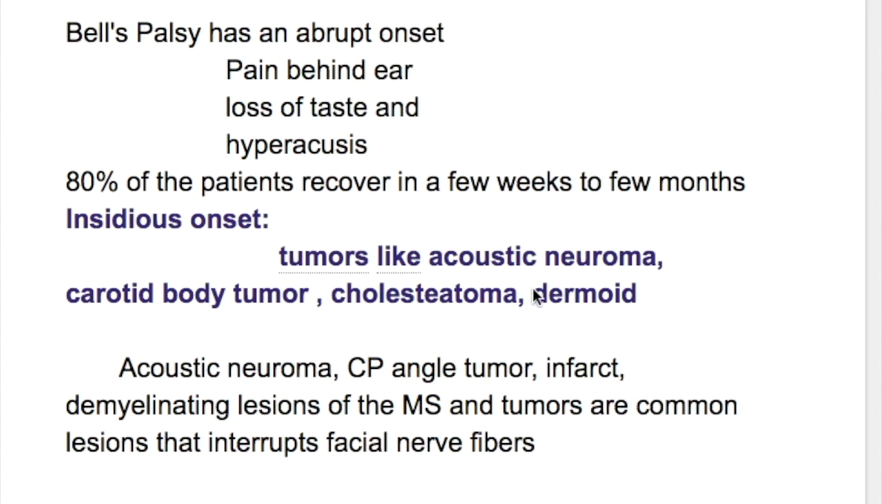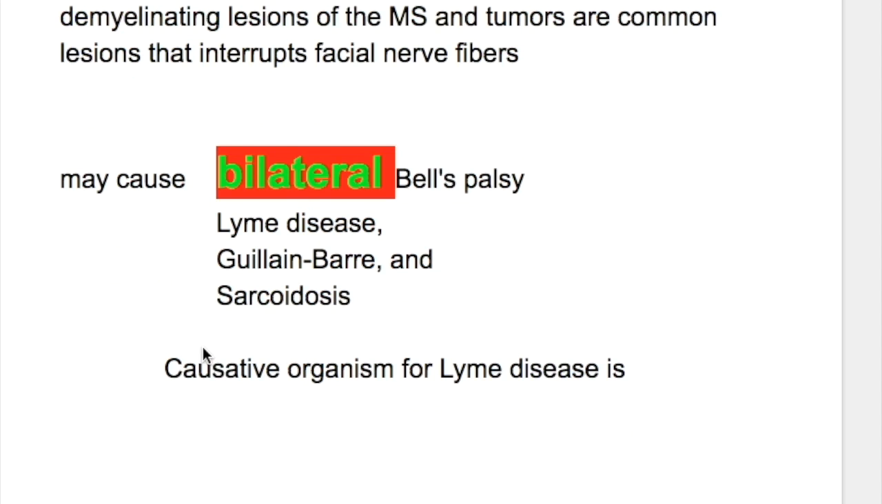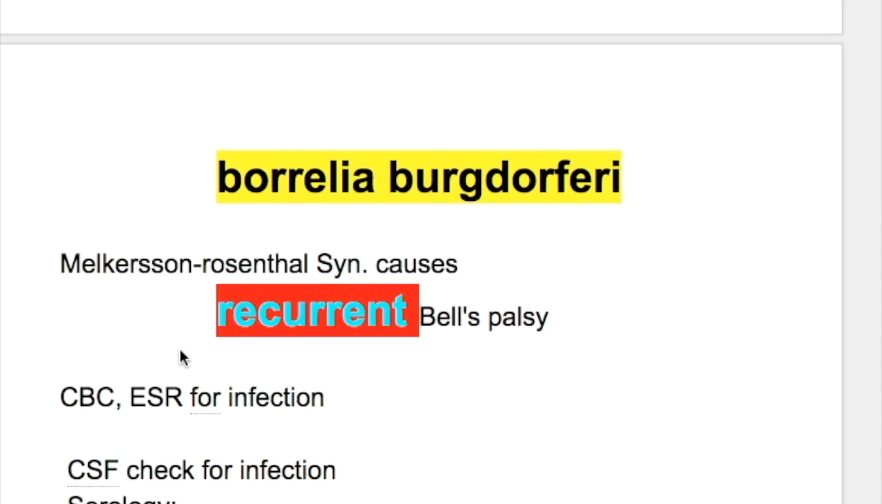Which disorders cause insidious onset Bell's palsy? They are tumors like acoustic neuroma, carotid body tumor, cholesteatoma, and dermoid. Which disorders may cause bilateral Bell's palsy? They are Lyme disease, Guillain-Barré syndrome, and sarcoidosis. Causative organism for Lyme disease is Borrelia burgdorferi. Which disorder causes recurrent Bell's palsy? Melkersson-Rosenthal syndrome causes recurrent Bell's palsy.